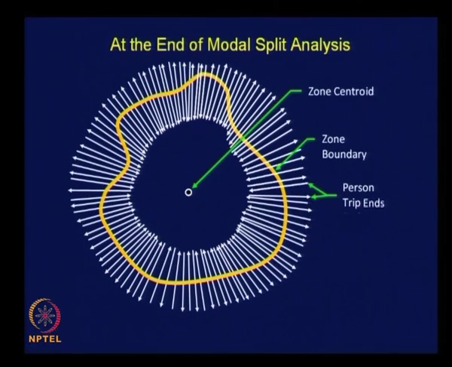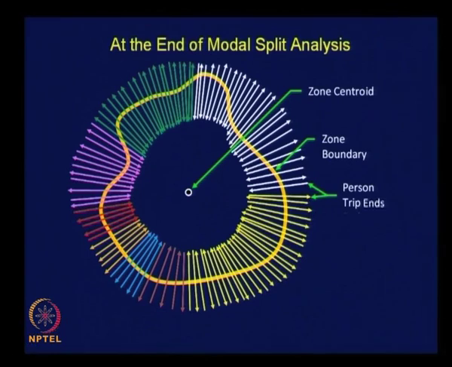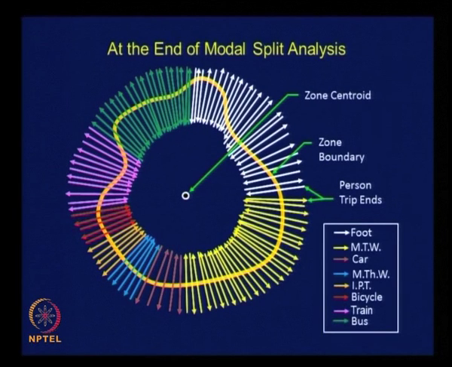namely mode choice analysis, the same trip ends were further analyzed to associate modes for each of the trip ends. That is what we did in mode choice analysis phase. We determined the proportion of trips associated with different alternative modes available for travel. The color coding is given here. The modes available could be foot, motorized 2-wheeler, car, motorized 3-wheeler, intermediate public transport, bicycle, train, bus, and so on.